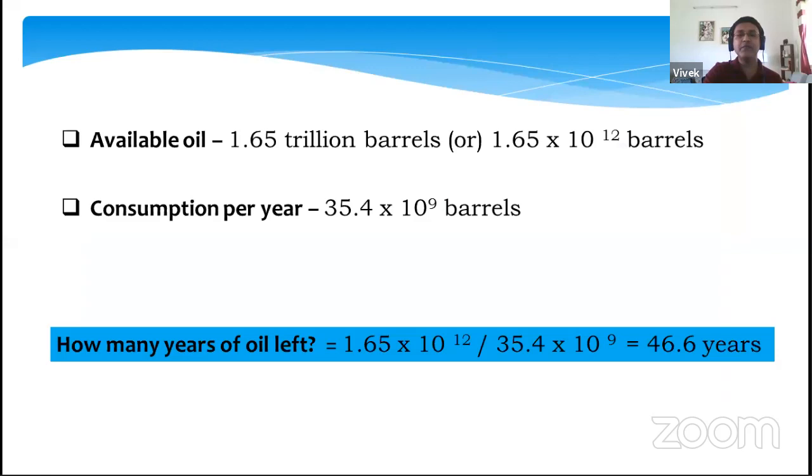So if you ask me what the current availability of crude oil is, which is estimated in terms of the reserve potential, it is about 1.65 trillion barrels. So this amounts to 1.65 into 10 power 12 barrels. But if you look at the consumption, the rate at which the oil is consumed is slated at 35.4 billion barrels. So 35.4 into 10 power 9 barrels.